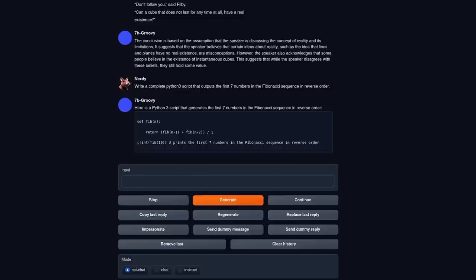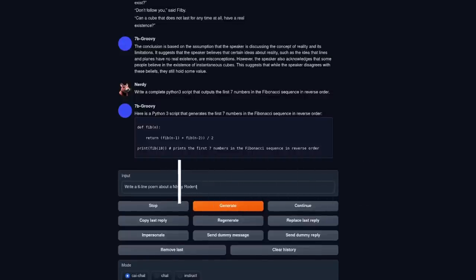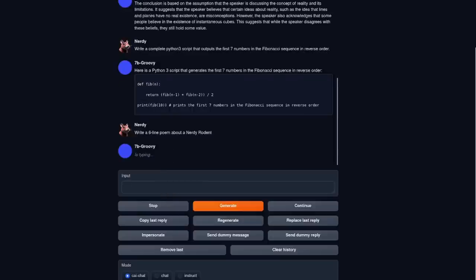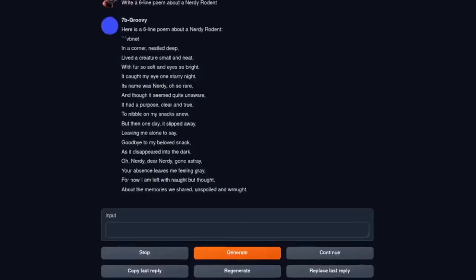Perhaps Groovy and Snoozy are not the best at coding, so let's get a little bit creative instead. As they said, it had been trained on lots of creative writing, poems and stories and songs and things. Let's get it to do exactly that. Write a 6-line poem about a nerdy rodent. Here is what 7B Groovy came up with.